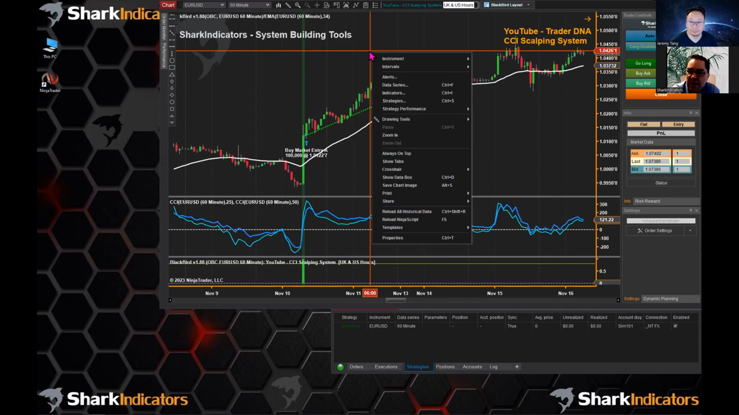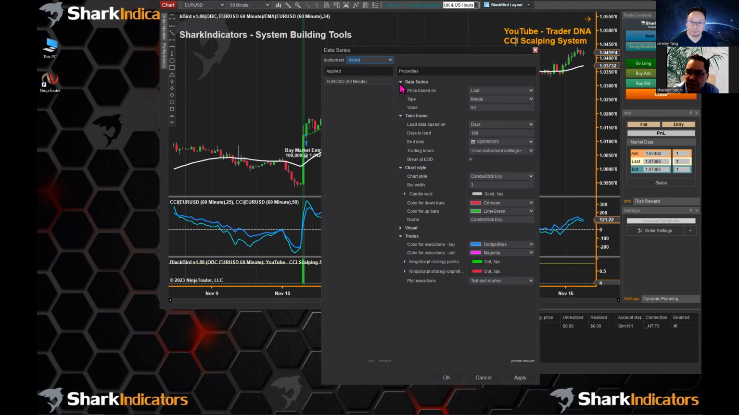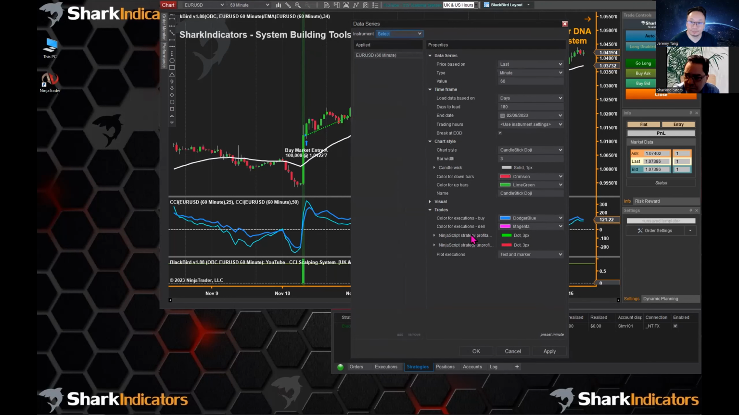That's actually a NinjaTrader setting. You go into your data series, and that's something you turn on within the NinjaTrader chart window, within the data series window. It's on the very bottom here, plot executions. So you just turn that plot executions on. And NinjaTrader also shows you backtest results as well.